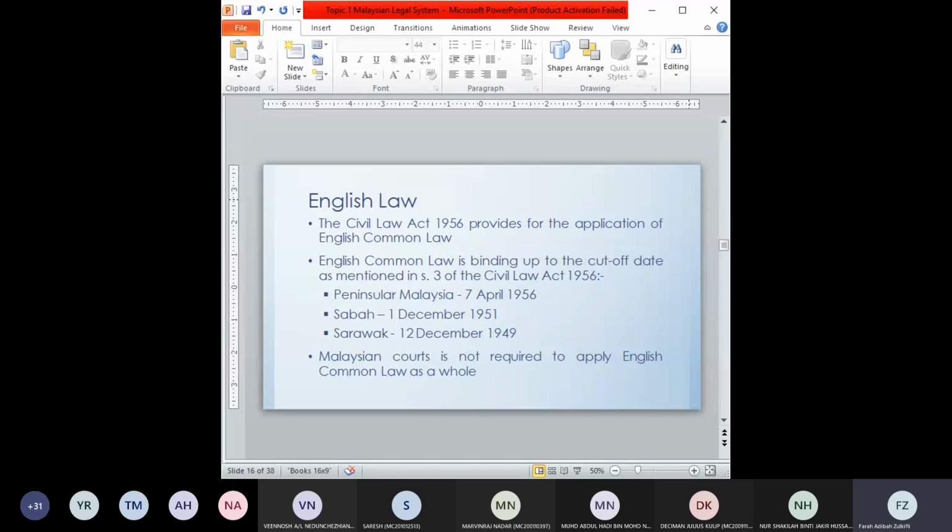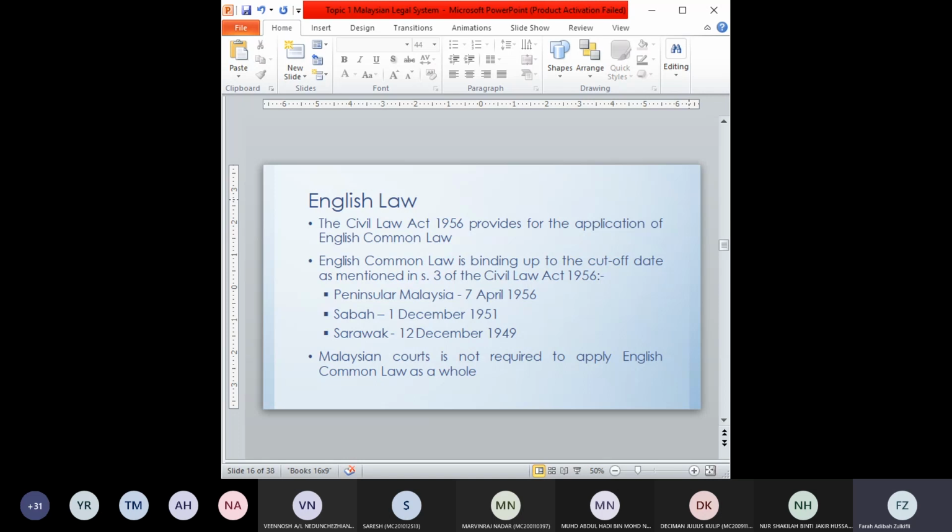So current English common law is no longer binding. You can refer to current English law, but it is only persuasive. You can use it as a reference, but it is not binding. You can refer to English law whenever you want to argue a case, but it is not compulsory to follow what is done under English law. For laws made before 1956, 1951 and 1949 respectively, the law is binding in Malaysia. So the older laws have to be used in Malaysia, but the newer laws you don't have to use, because they are no longer binding after the cut-off date.